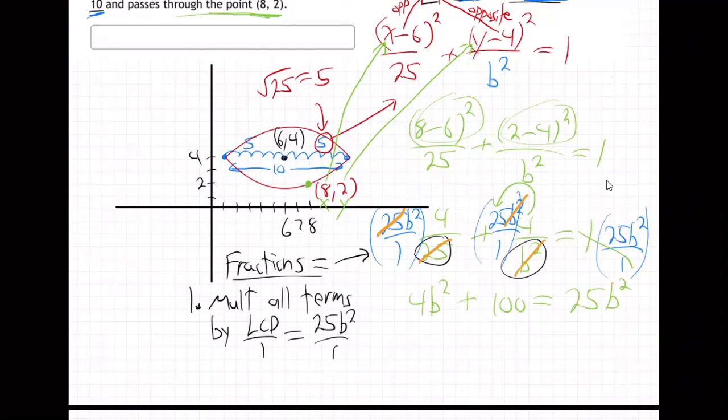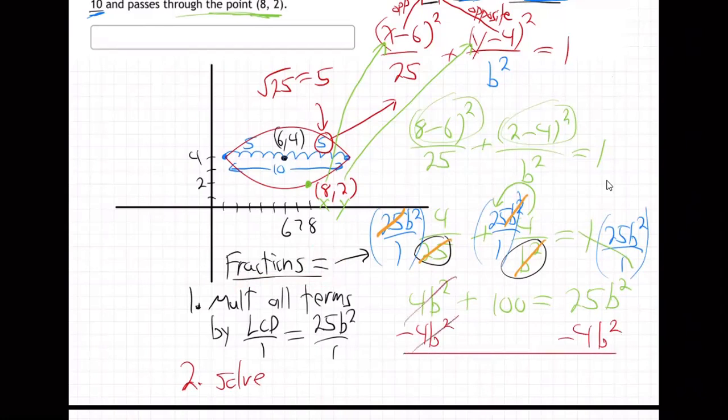So step 1, just multiply all the terms by the LCD over 1. Whenever you're trying to solve an equation that has fractions, multiply through by the LCD over 1. Okay. Now what? Now you just solve it. Meaning what? Well, subtract 4b squared. So step 2 is just solve. So subtract 4b squared from both sides.